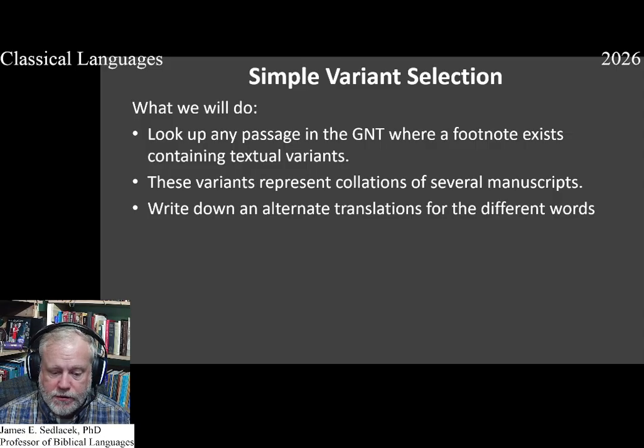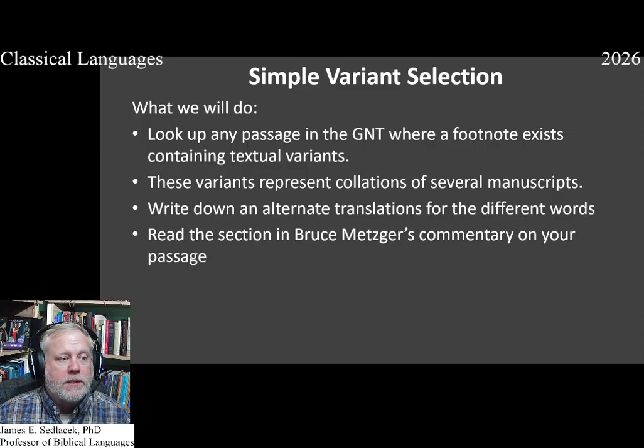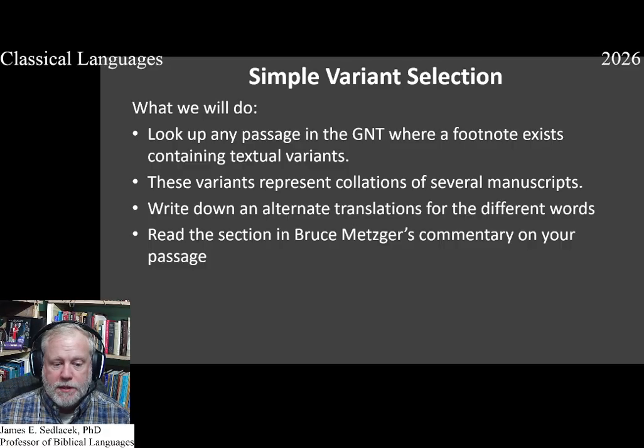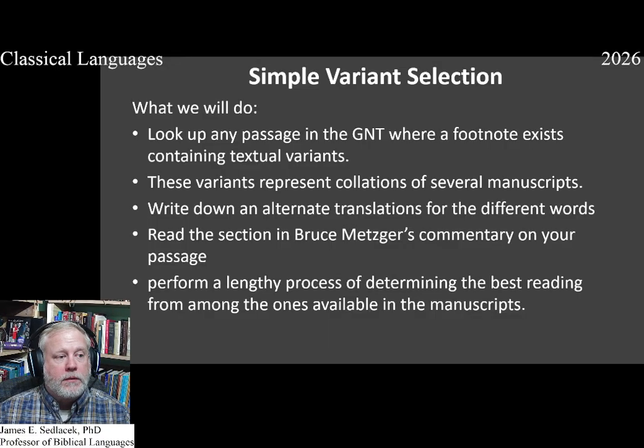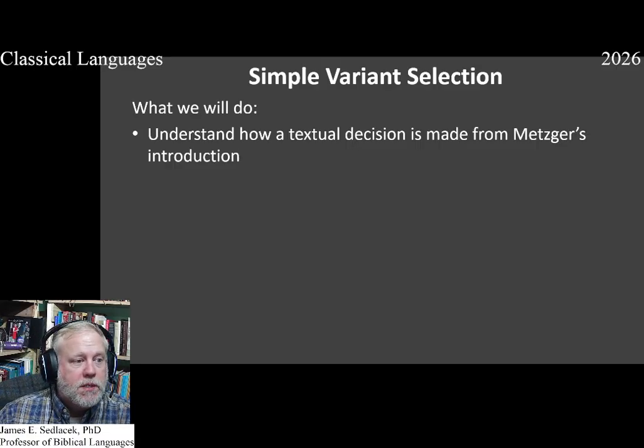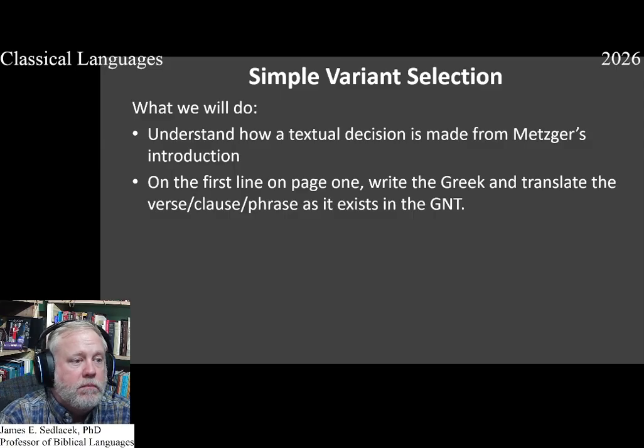Now, here's what you might do step by step to get that done. In just a moment. First of all, you're going to read that section in Bruce Metzger's commentary. He will usually have a commentary on your verse or the range of verses that your variant is found in. That can be useful to you as you try to sort things out. You're going to perform a somewhat lengthy process of determining the best reading from among the ones available in the manuscripts. So, first of all, understand how textual decisions are made. You've already read Metzger's introduction, but that gives you some information on how to decide textual things.